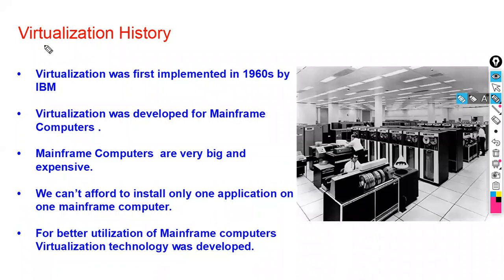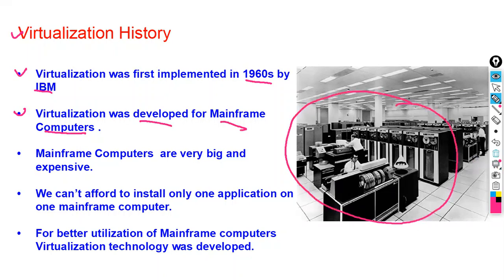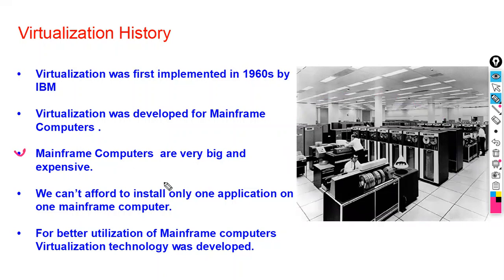Before moving forward, we'll see virtualization history. Virtualization was first implemented in the 1960s by IBM. It was developed for mainframe computers. This is the mainframe computer, and mainframe computers are very big.